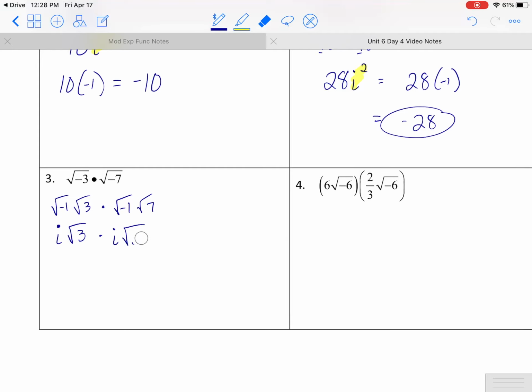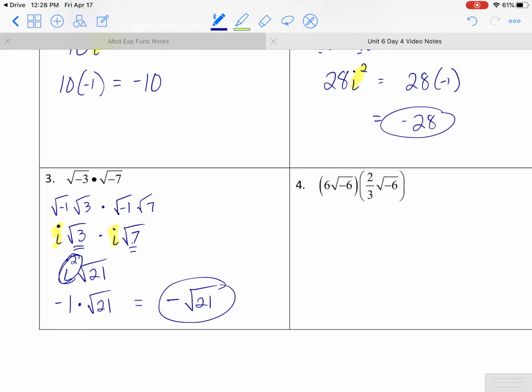Made a mistake there. I don't know where 21 came from. It's the square root of 7. So if I do i times i, that gets me i squared. And if I multiply my radicals, that gets me the square root of 21. Now the square root of 21 can't be broken down into a perfect square. However, i squared can be simplified to -1 times 21. So my final answer is just negative 21 on the outside.